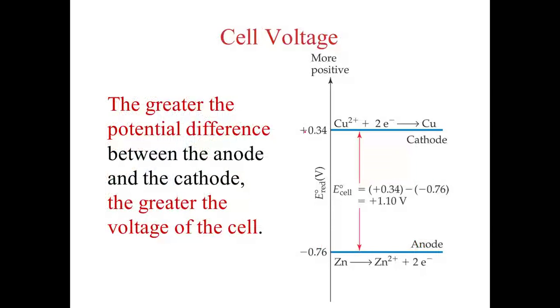The greater the potential difference between the anode and the cathode, the greater the cell voltage. So when you have a copper zinc battery, the difference between those potentials is 1.10 volts. If you pick a larger difference, like a zinc silver battery, then you will have greater cell voltage.